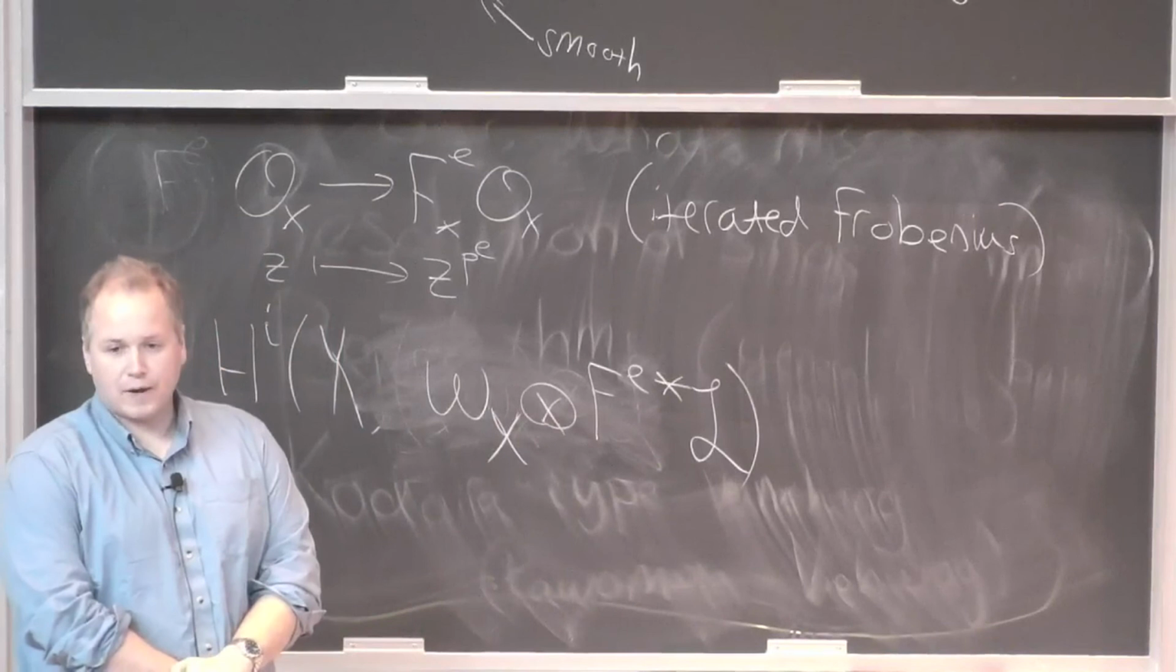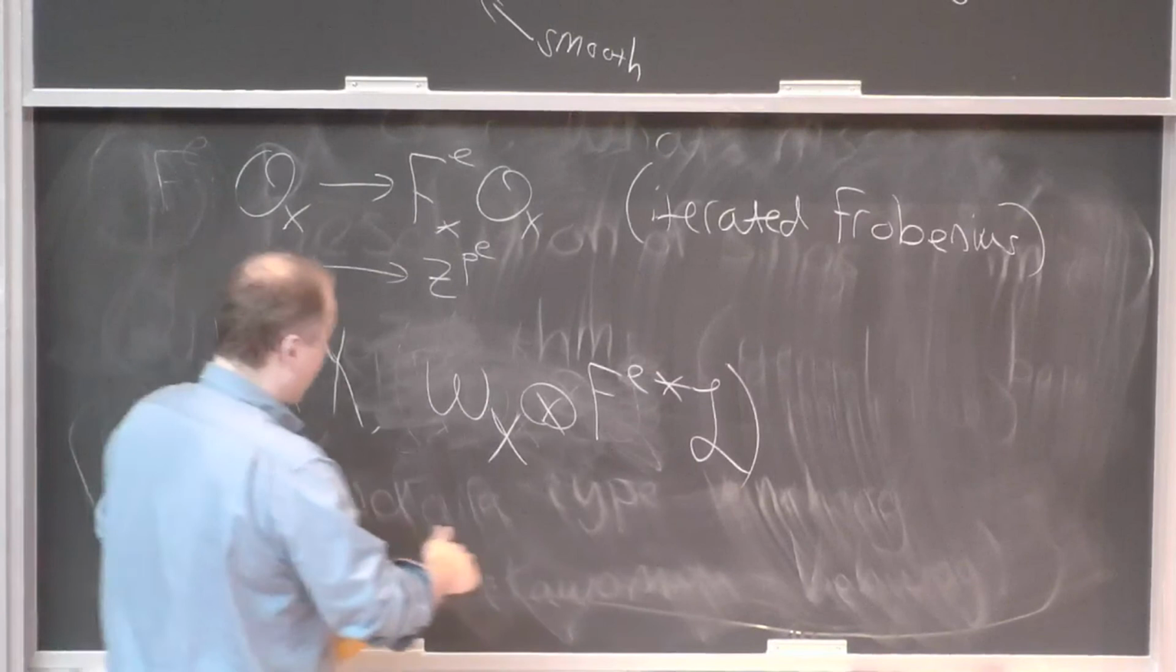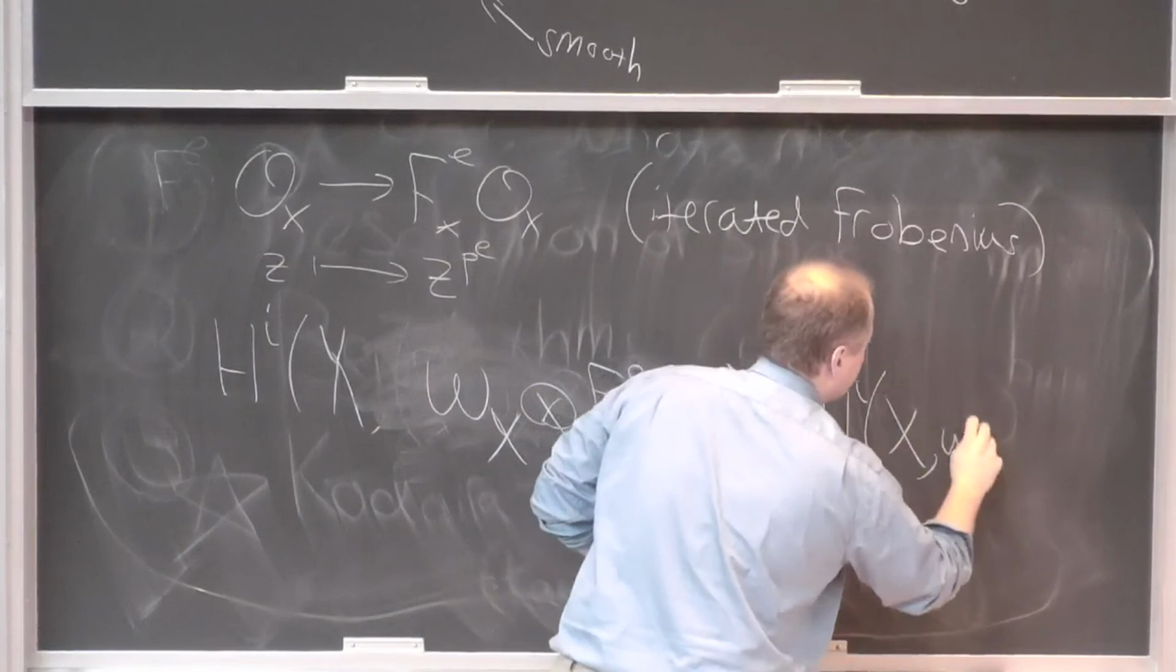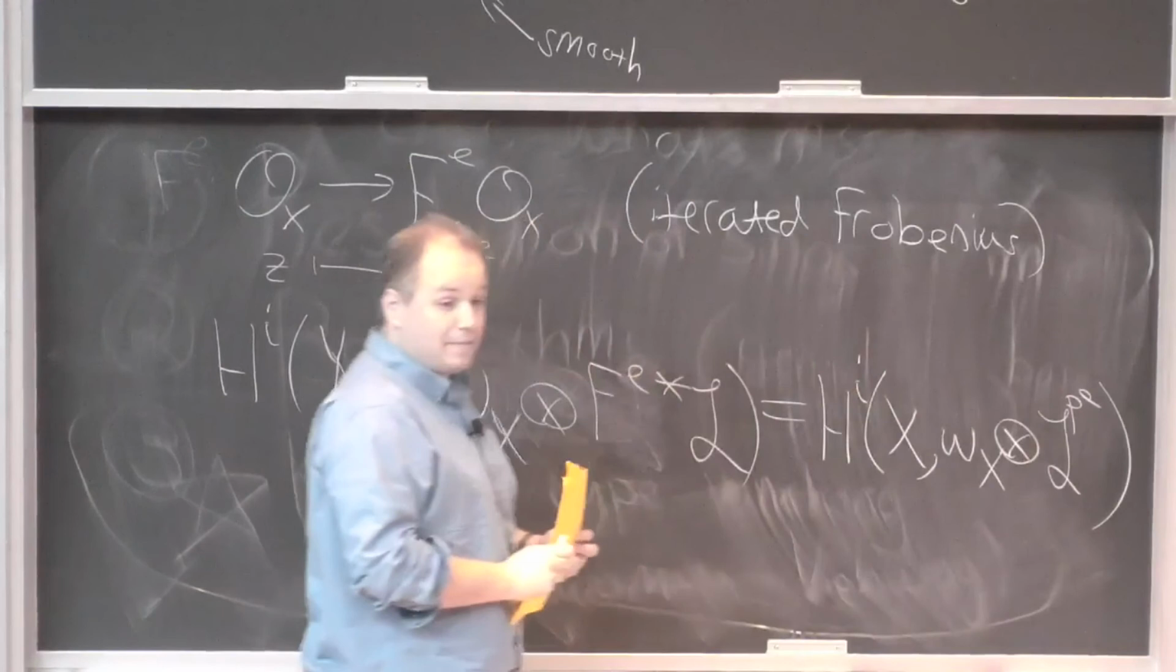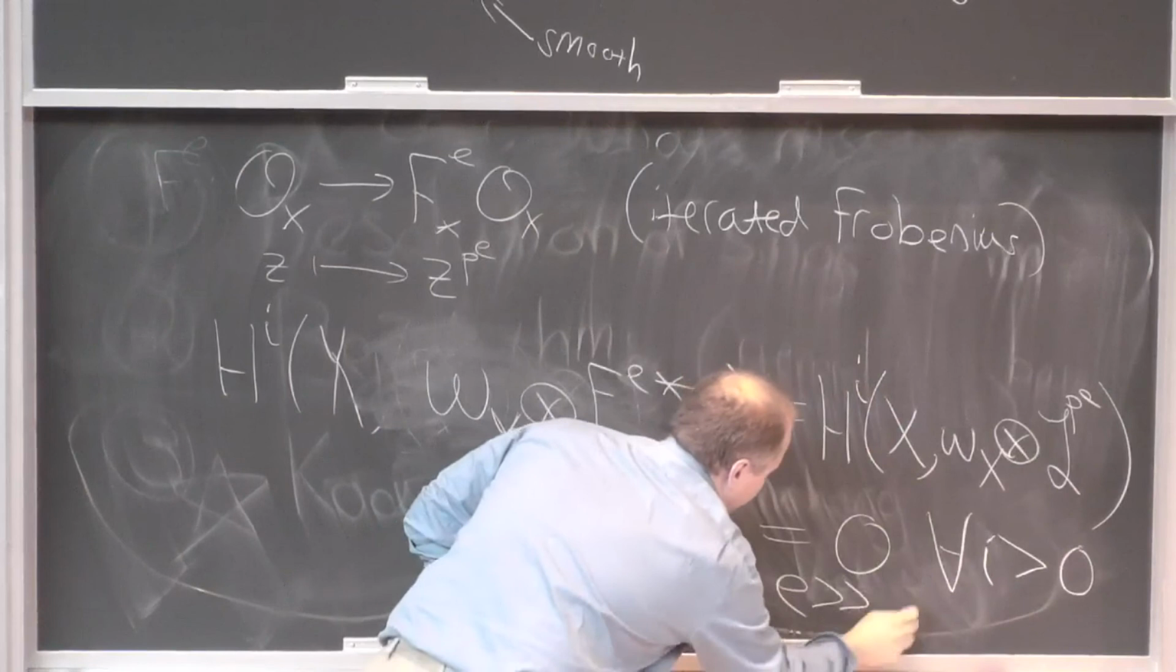Well, Frobenius raises functions to their p to the e-th powers. A line bundle is defined by some transition functions, so the pullback is just going to raise those transition functions to the p to the e-th power. And so what we're going to have is H^i(X, omega_X tensor L to the p^e). L is ample. So by one definition of ample, this is zero for all i bigger than zero, and e sufficiently large, by Serre vanishing.